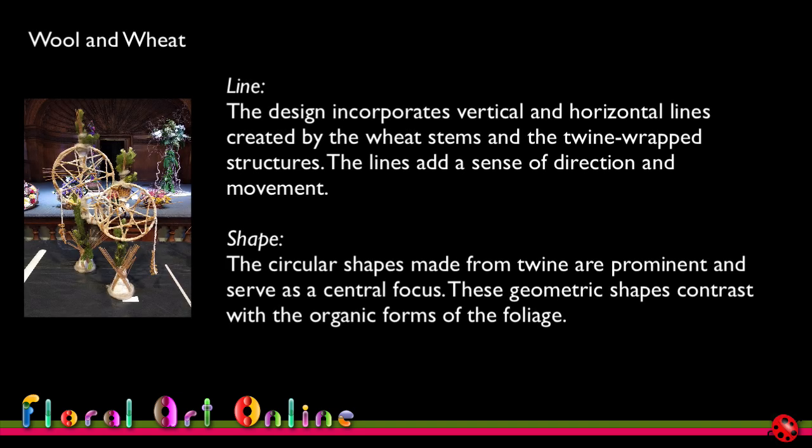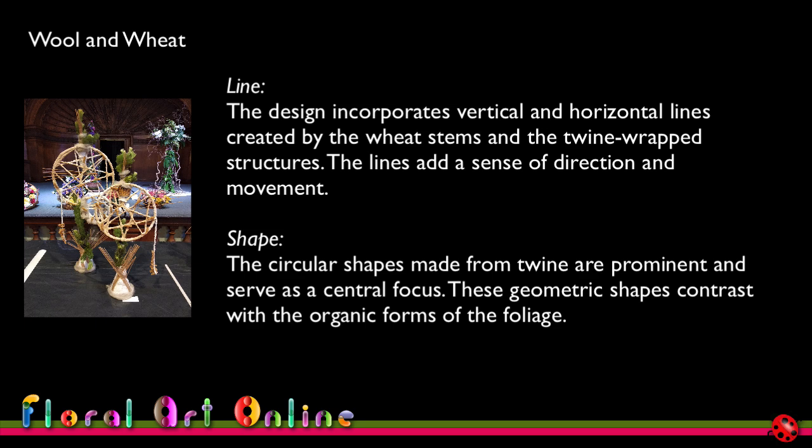Looking at line, first of all, the design incorporates vertical and horizontal lines created by the wheat stems and the twine wrap structures. The lines add a sense of direction and movement, and that obviously comes from the way that I have wrapped the wool and the twine through the circles, so that your eye just tends to follow those lines moving through those circles, and then it's reflected in the placement of the pasta and the wheat underneath and through the base of the design.